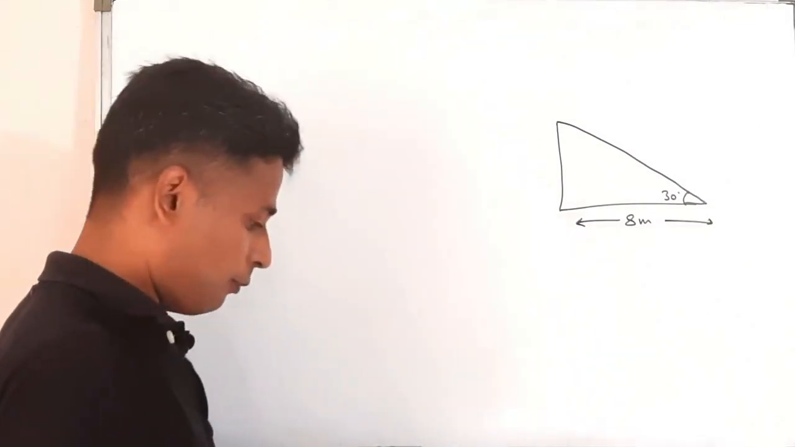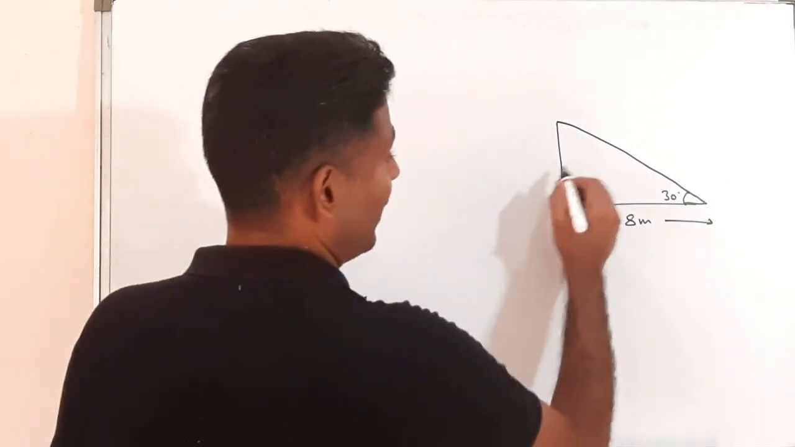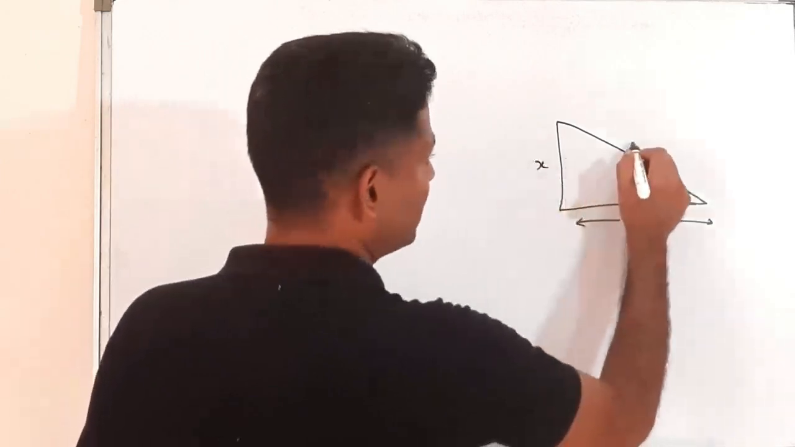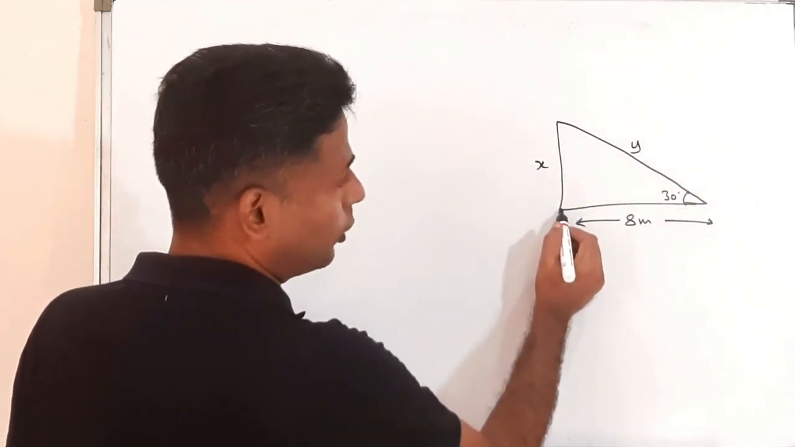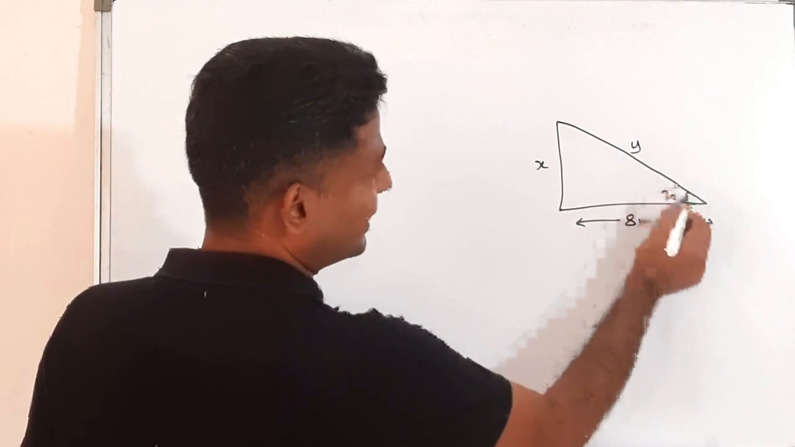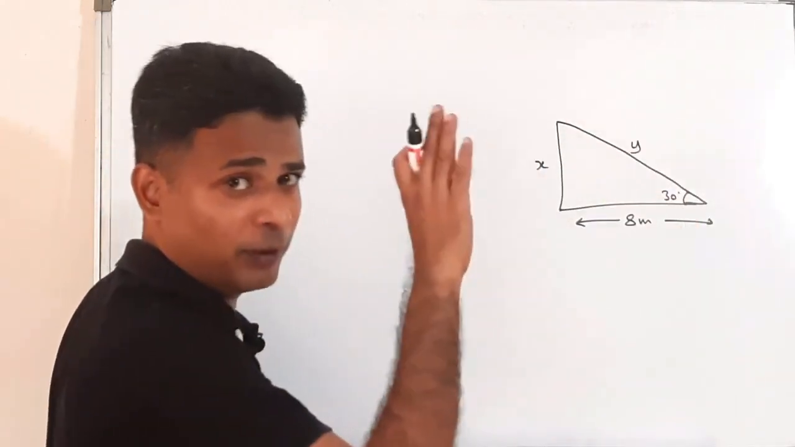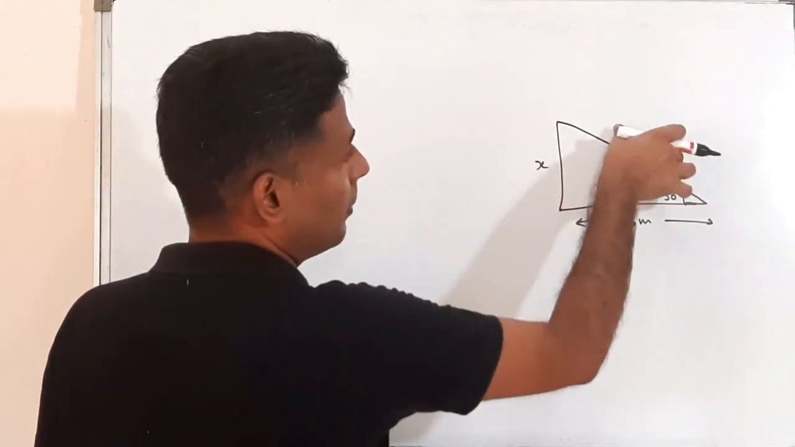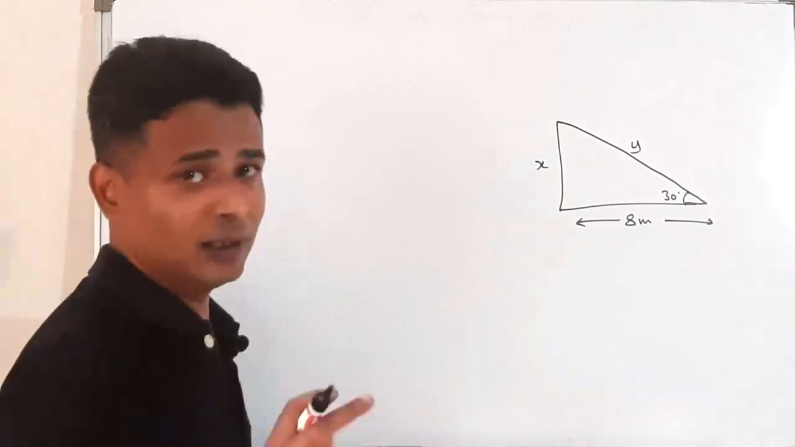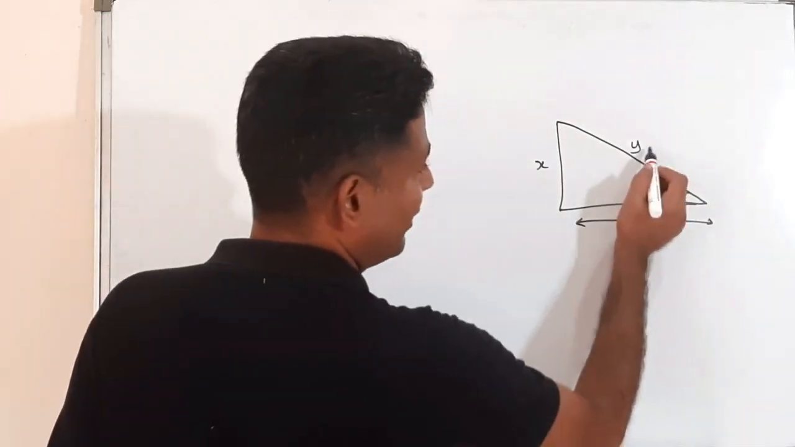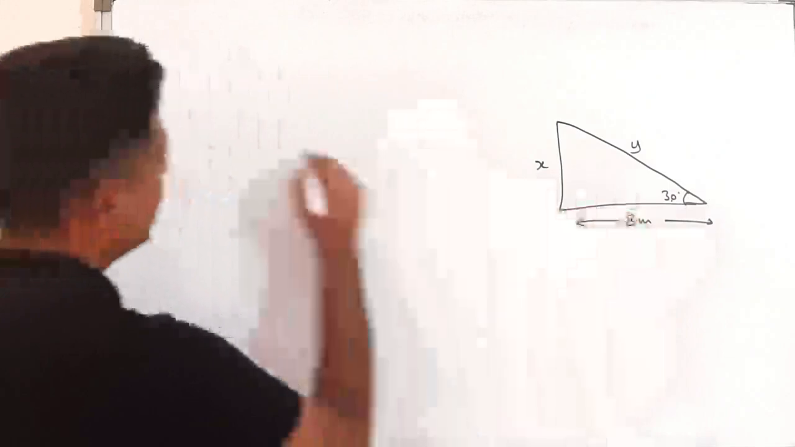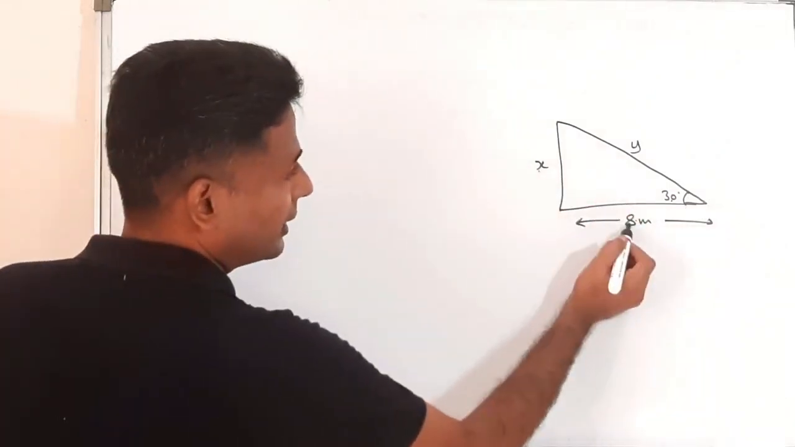Find the height of the tree. Now they have asked us to find the height of the tree. Let this be x, let this be y. What is the total height of the tree? This plus this. It is broken now, but before it was proper, so this plus this will be the height of the tree. Now we have one side, we can find both sides. First, this is opposite, this is adjacent.